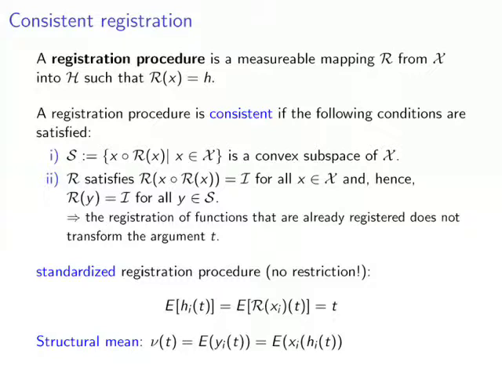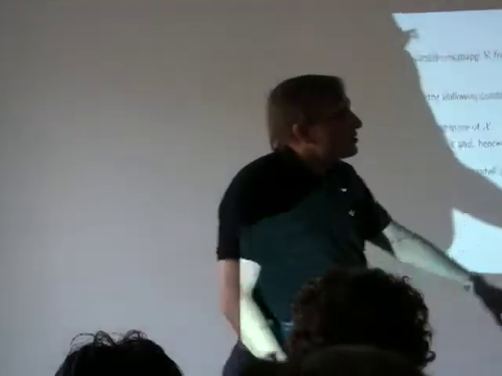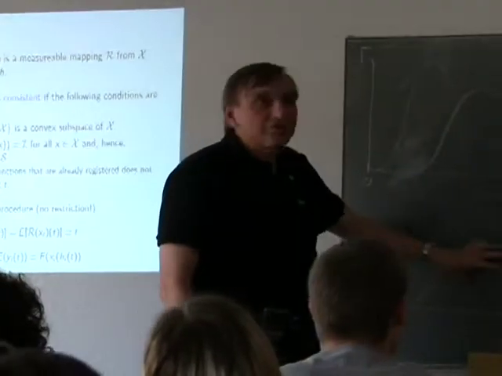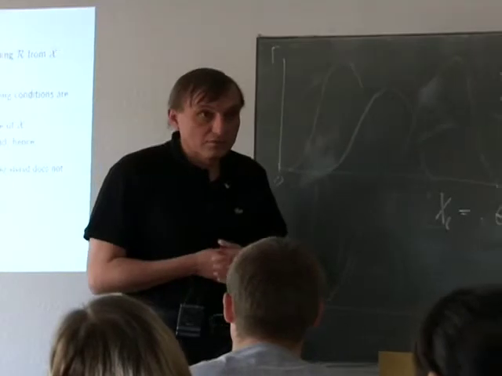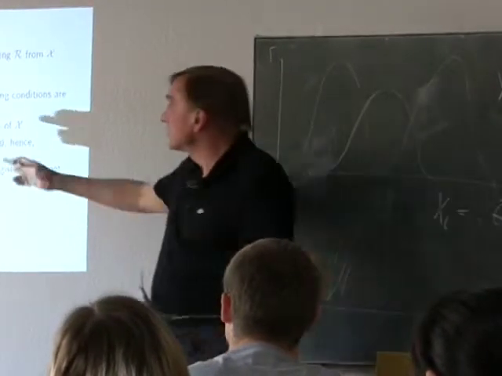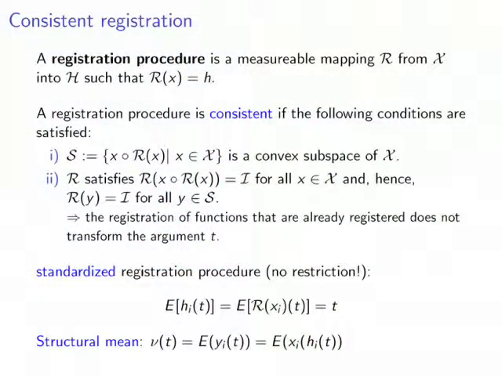Consistency doesn't have anything to do with stochastic convergence in this case. It just means an internal consistency of the procedure, that it doesn't just do as it will. So the first thing is, of course, what I already said. You start with a space which is not convex, and you want the space of registered curves to be convex, so that you can really work with usual means and so on. So that's the first thing. But it doesn't quite suffice.